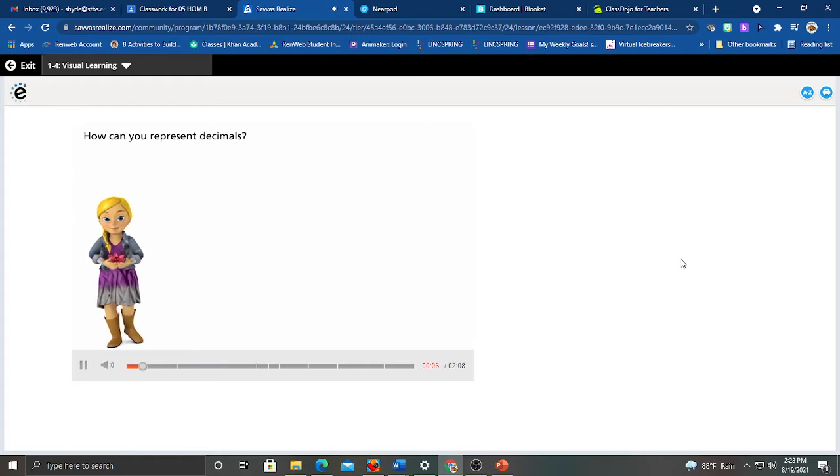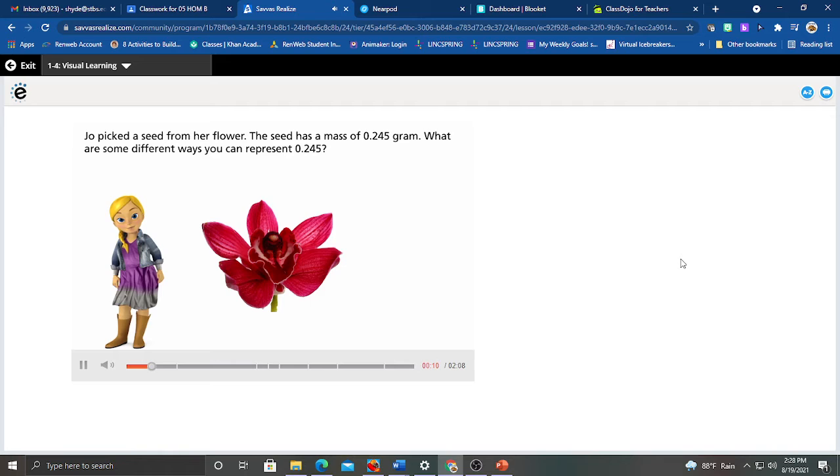How can you represent decimals? Joe picked a seed from her flower. The seed has a mass of 245 thousandths of a gram. What are some different ways you can represent 245 thousandths?